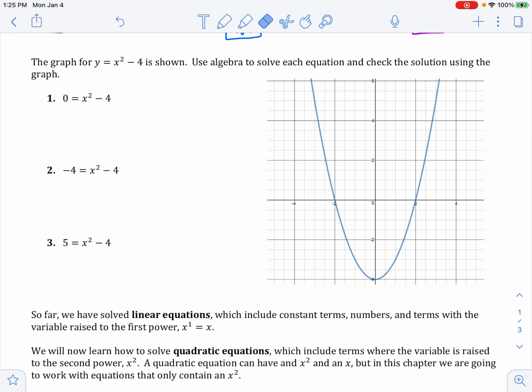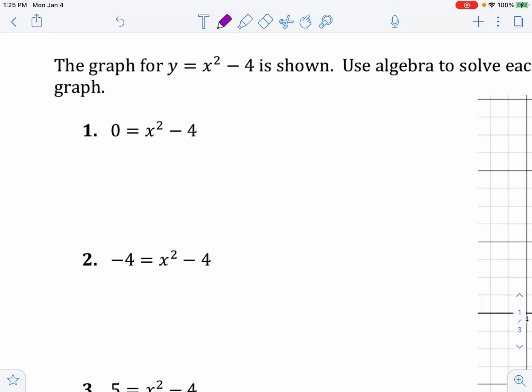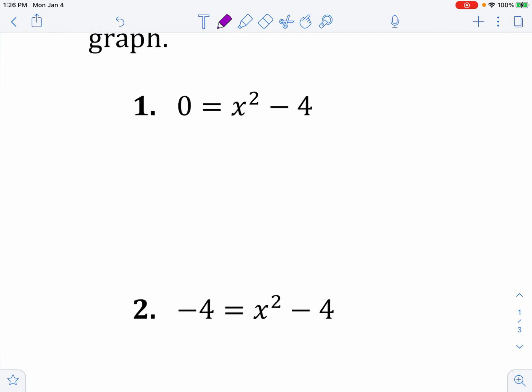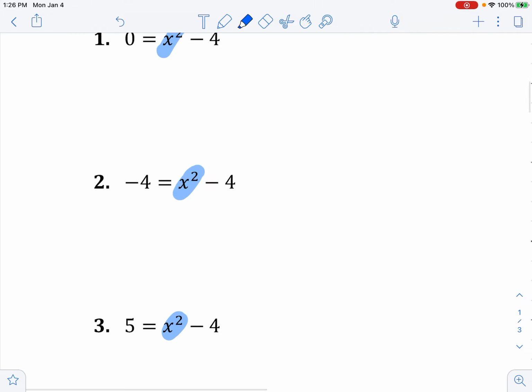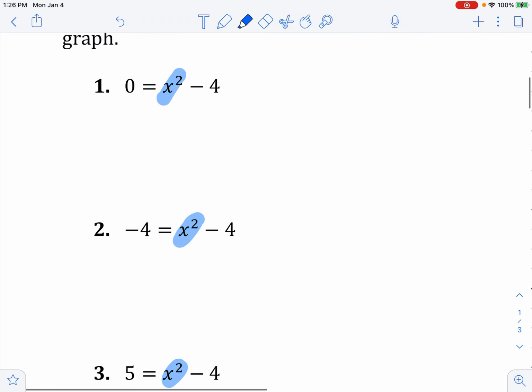Okay, so next it says here, the graph for y equals x squared minus 4 is shown. Use algebra to solve each equation and then check the solution using the graph. Okay, so we're going to use algebra to solve these equations. If you notice, each equation just has an x squared. It doesn't have an x squared and an x. So if it doesn't have an x squared and an x, we're going to solve by square rooting. That's how we solve these.